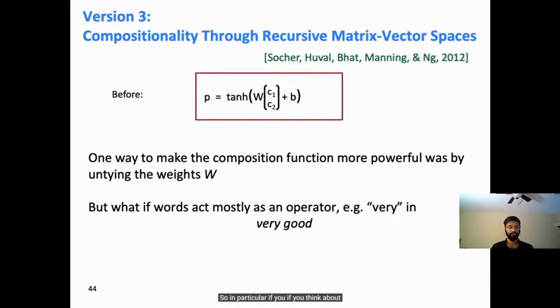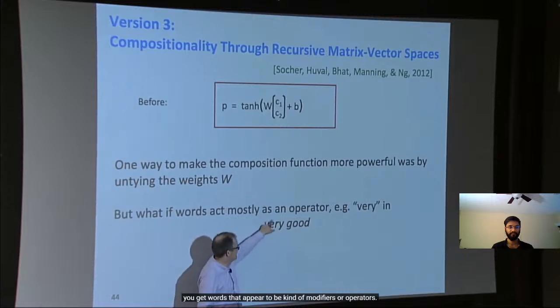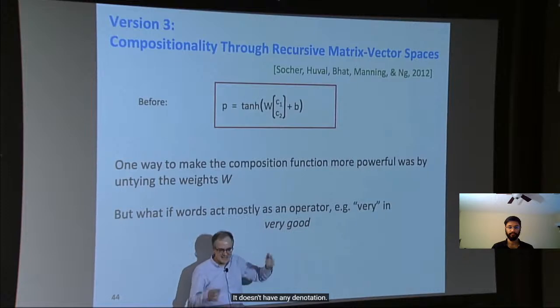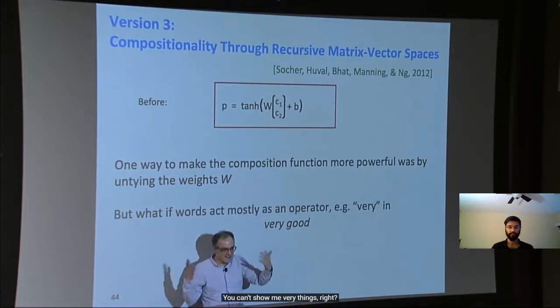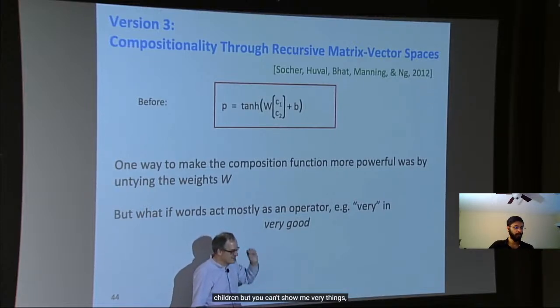So in particular, if you think about human languages and the kind of things that people look at in linguistic semantics, you get words that appear to be modifiers or operators. So the word "very" doesn't mean much by itself. I mean, it means something like strengthening or "more so", but it doesn't really have a meaning, right? It doesn't have any denotation. You can't show me "very" things, right? You can show me chairs and pens and children, but you can't show me very things.